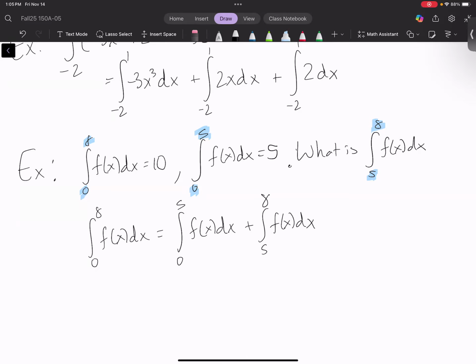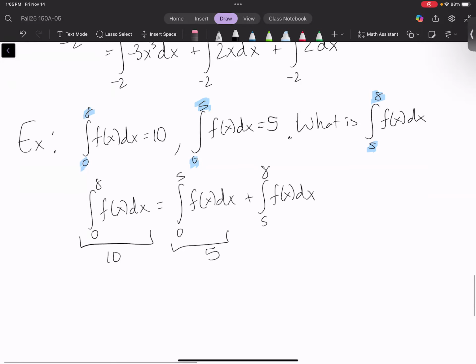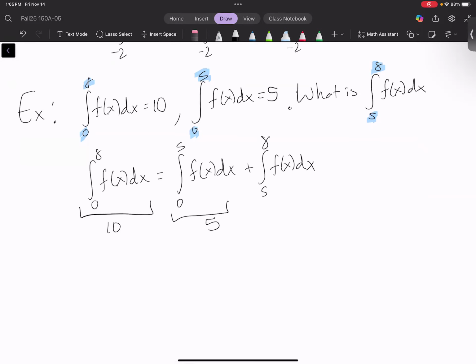Okay. Now we know two of these. This guy is 10. This guy is 5. The other one is what we want. So we just subtract 5 to the other side. The integral from 5 to 8 of f of x dx is 10 minus 5, which is 5. Wonderful.